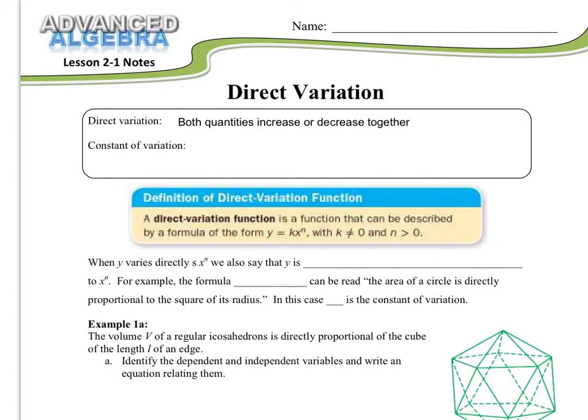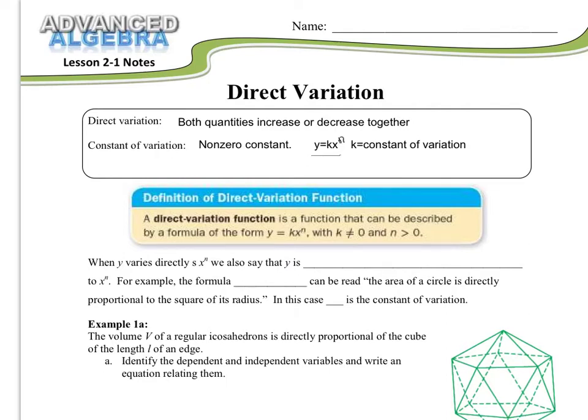And then the next thing we're going to talk about is the constant of variation. That is a non-zero constant, or a non-zero number. And I'm going to write the formula for you so you can see how that is and what it is. So I wrote that definition in there. And you can see the formula y equals k times x to the nth, where k is the constant of variation. So that's what k would be equal to.